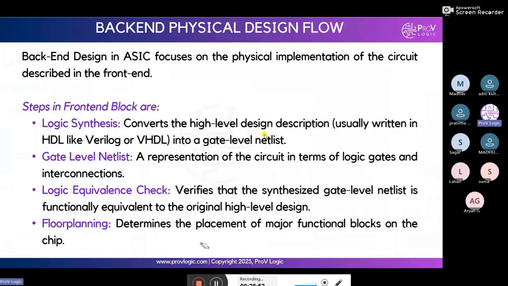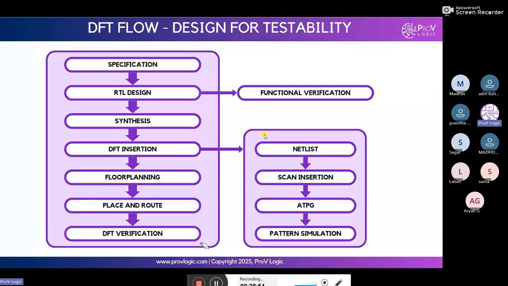Next, DFT, design for testability. DFT comes after synthesis, before physical design and after the front end domain. In the middle there is a synthesis part, right? So there is DFT, in the sense design for testability.